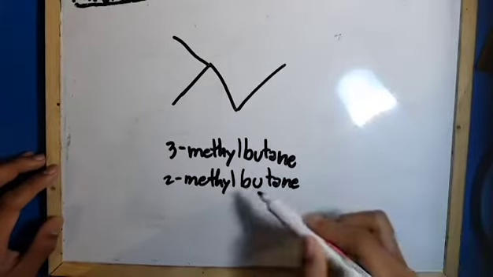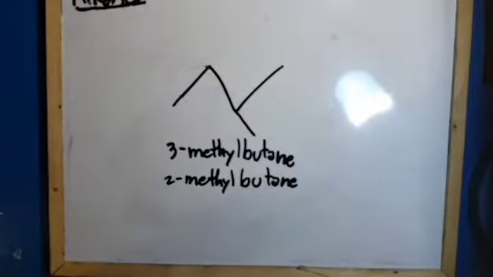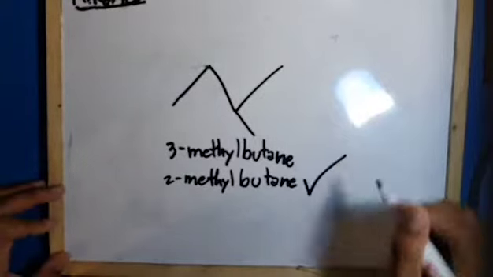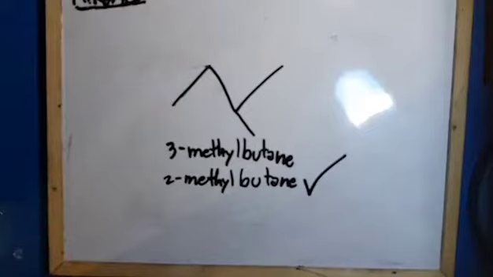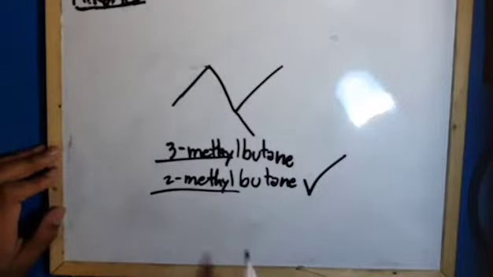What if we move this substituent here? What will be the name of this one? Is this 3-methylbutane? The answer is no. It's still 2-methylbutane. You can begin counting at either side, the left or the right, but the correct side at which you should count first is determined by the lower numbering of the substituents.